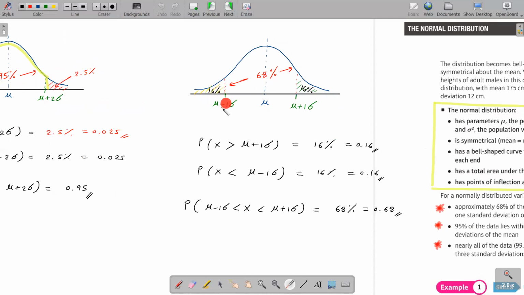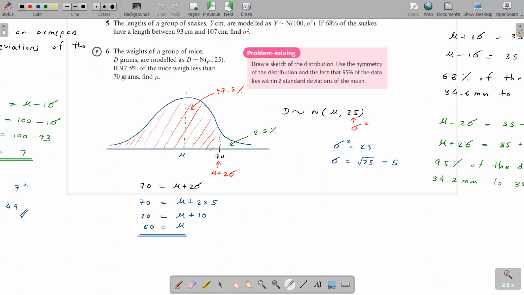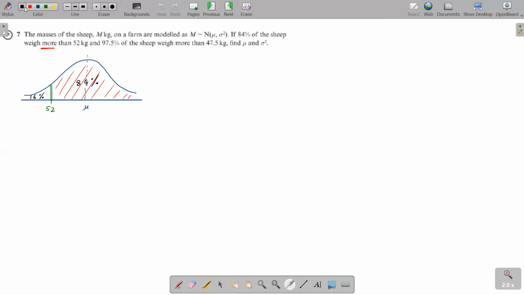So this 16% means what's the value we have over here? At this point, the value we have is mu minus 1 sigma. So 52 is mu minus 1 sigma. That's equation number 1. Is this clear? Okay, let's get the other one also now.